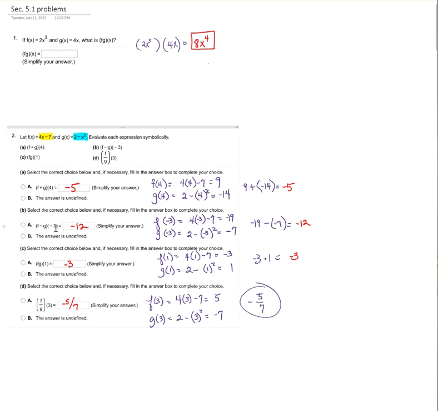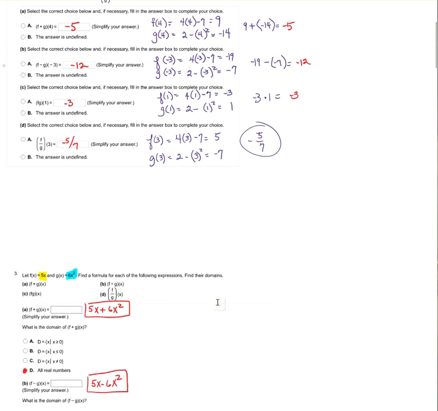F minus g of negative 3. So you'll do f of negative 3, g of negative 3. Get those numbers and then you will subtract them. Watch your signs. You get a negative 12. Fg of 1. We'll do f of 1 and g of 1, and then we'll multiply those two numbers. F divided by g of 3. So we'll do f of 3, g of 3, and we get negative 5 over 7. So that's doing those operations.